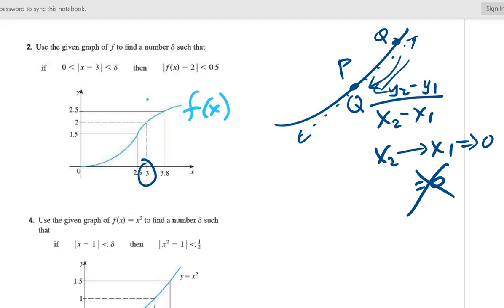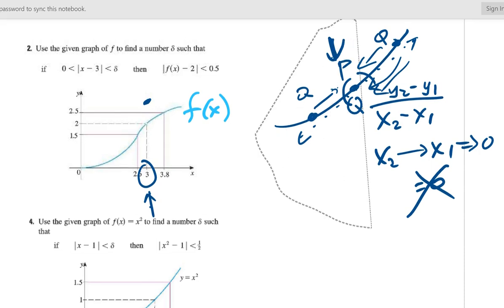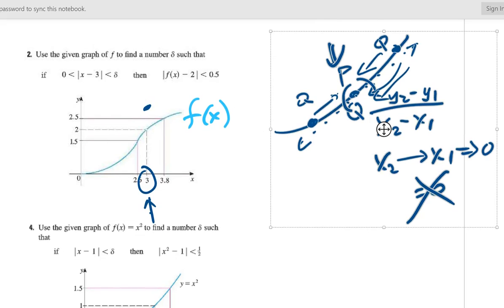And that's why over here with the graph, we don't care what's going on at 3 exactly. We don't care that the function jumps some. We're only concerned with what's going on around it, because these Q's are getting closer to P, but not actually getting to P. So we don't really care what's happening at P itself, just around P. All right, so let me erase all of that.